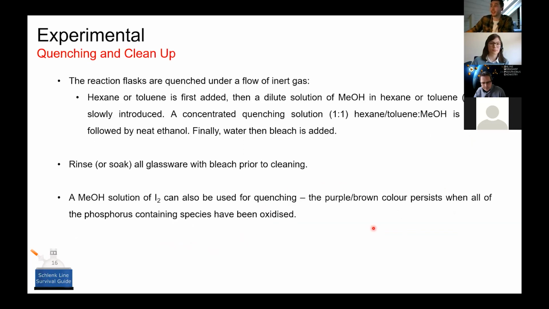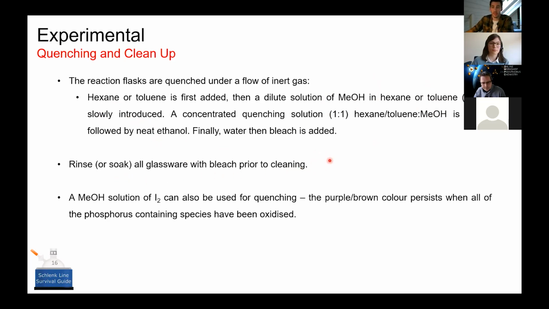Finally, the not so nice part of this chemistry is the large amount of quenching and cleanup that is necessary. Obviously, TMS phosphine is very pyrophoric, so we need to make sure that our quenching is done under a flow of inert gas. The way you do this is first dilute the reaction flasks and any equipment that we've used with hexane or toluene, and then we first add a dilute solution of an alcohol in one of these solvents, and then we up the concentration until we can confidently add the ethanol to that without there being any reaction. And then finally, we will want to add water and then bleach.